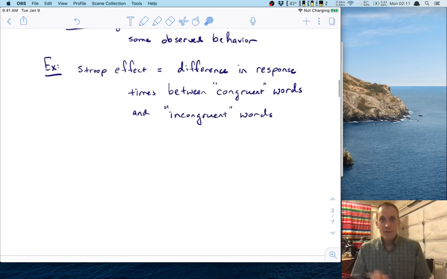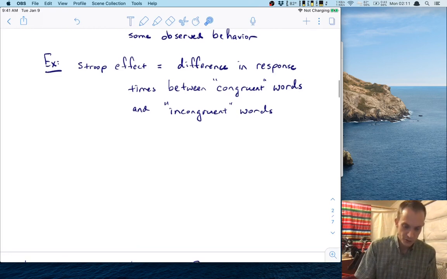So we might think about the Stroop effect as the following definition. We're going to say the Stroop effect is the difference in response times between those congruent words, where the color in the word was the same, and the incongruent words. The difference between those response times we're going to define as the Stroop effect.